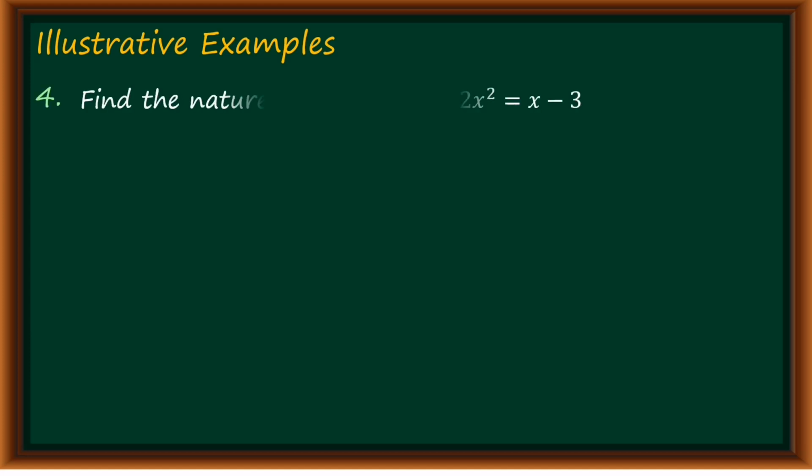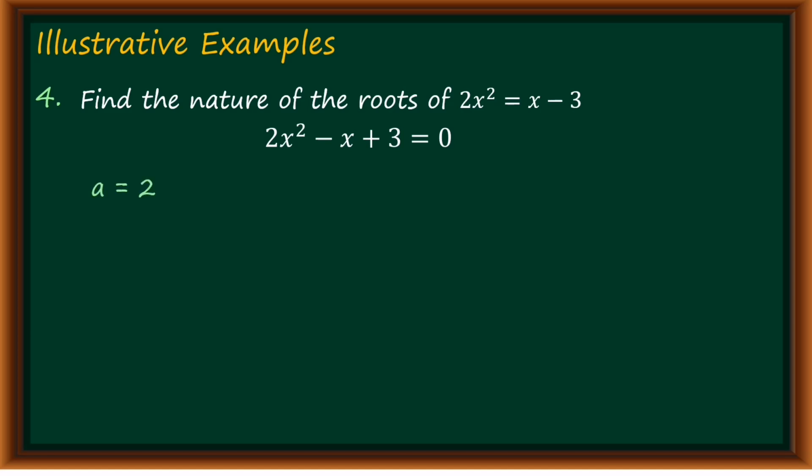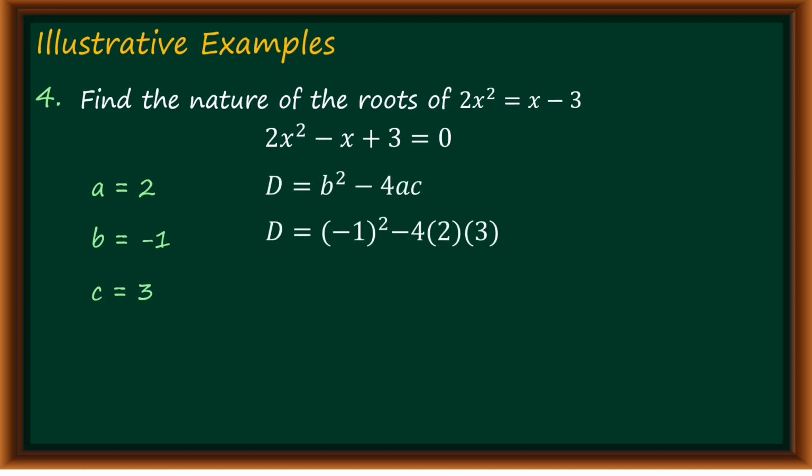Next, number 4, find the nature of the roots of 2x squared is equal to x minus 3. In standard form, it is written as 2x squared minus x plus 3 is equal to 0, where a is equal to 2, b is equal to negative 1, and c is equal to 3. Let us substitute these values to the discriminant b squared minus 4ac, and that is equal to quantity negative 1 squared minus 4 times 2 times 3. Quantity negative 1 squared is equal to 1, and then negative 4 times 2 times 3 is equal to negative 24. 1 minus 24 is negative 23.